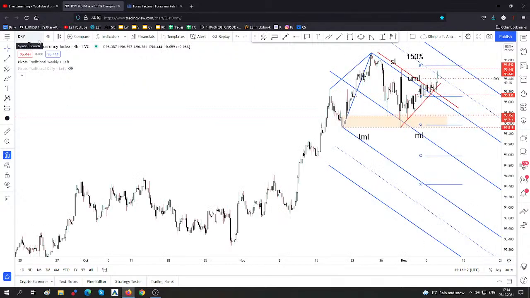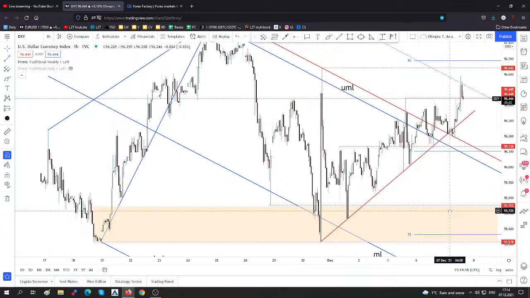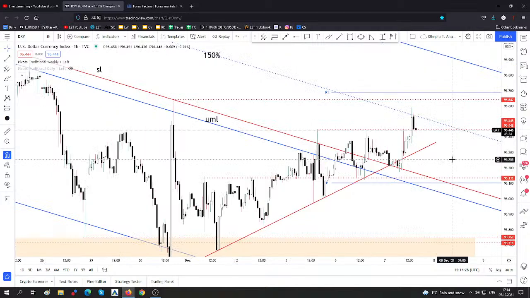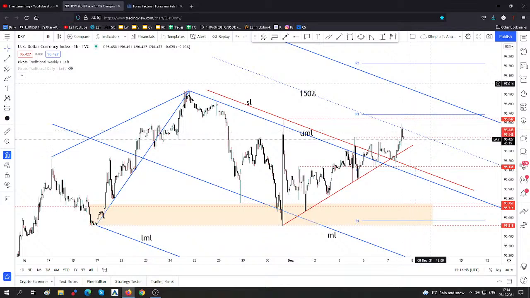Okay, guys. So a temporary drop here registered by the dollar index after its amazing rally. So the 150% Fibonacci line as resistance, dynamic resistance, and only a value breakout above it could signal an upside continuation here on the dollar index.